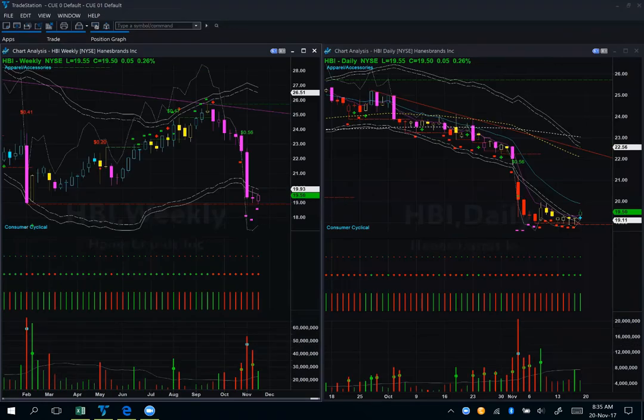We are looking at HBI using the at a glance template. In February, HBI created a low and went up substantially from there, only to drop sharply back to the exact same level. At the right edge of the chart, HBI bounced up from a long-term watermark support level accompanied by heavy activity, which may be a sign of possible exhaustion.